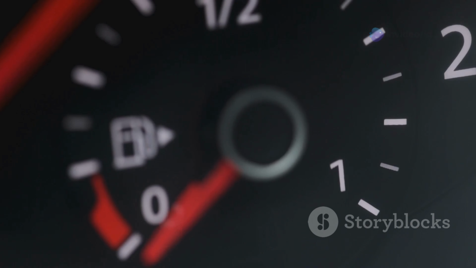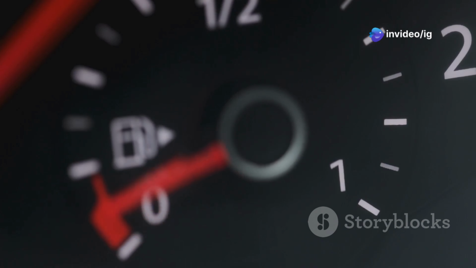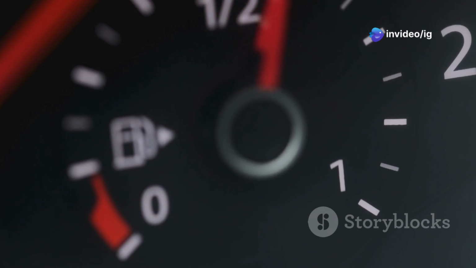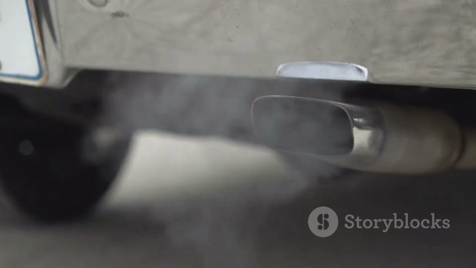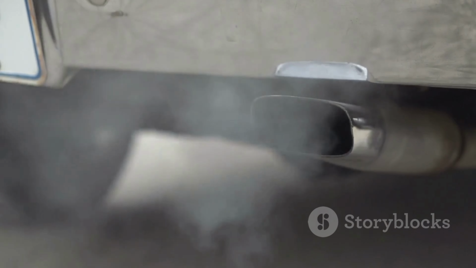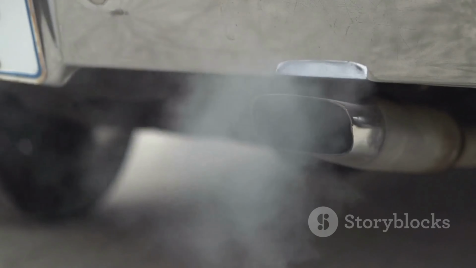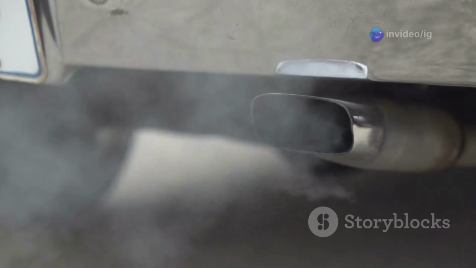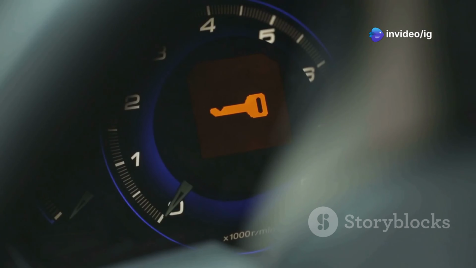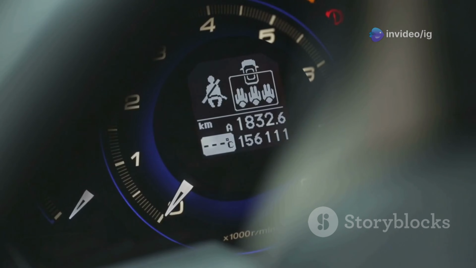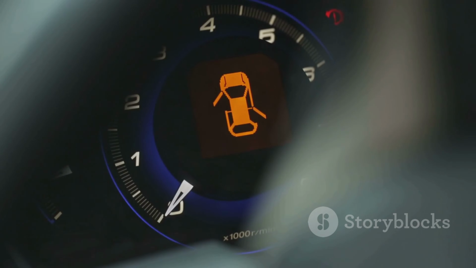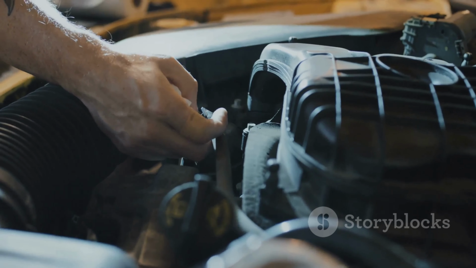Reduced fuel efficiency, causing you to make more frequent trips to the petrol station. This not only affects your wallet but also indicates your engine isn't running optimally. Increased emissions, with your car's exhaust fumes being smellier or darker than usual. This is a sign that your engine is not burning fuel properly. And of course, an illuminated check engine light, which is your car's way of saying, hey, something's not right. Always take this warning seriously and get your car checked as soon as possible.